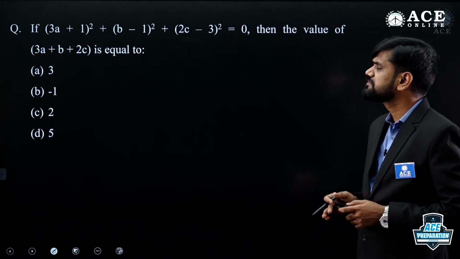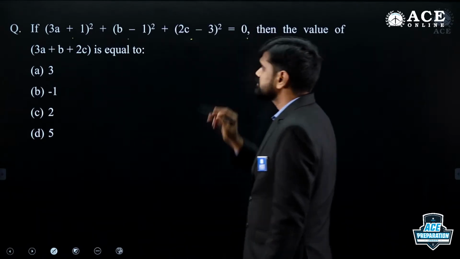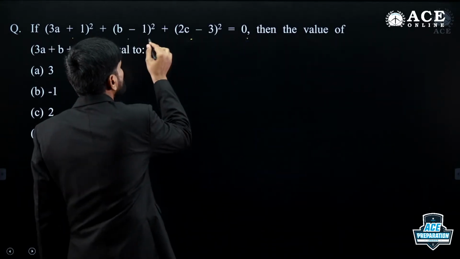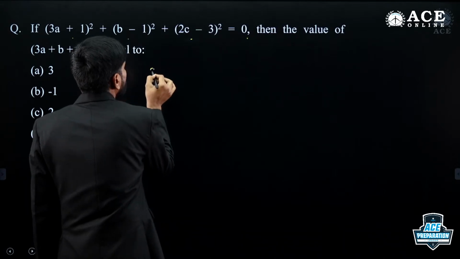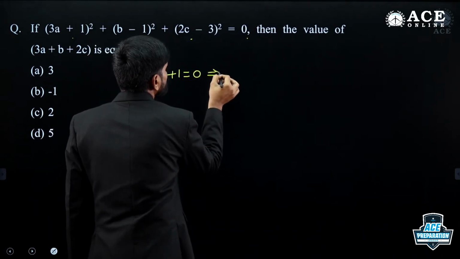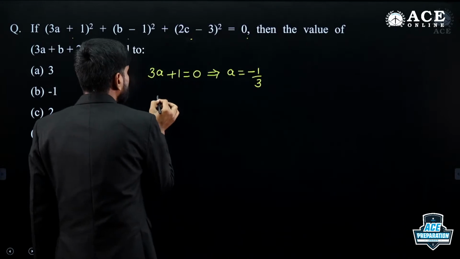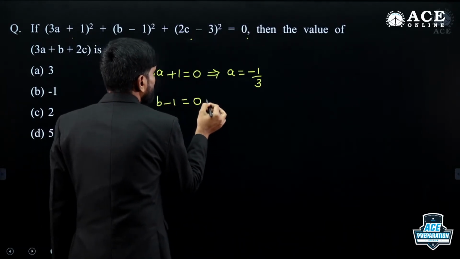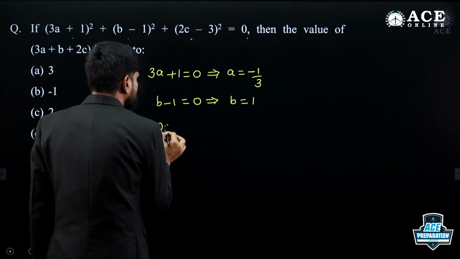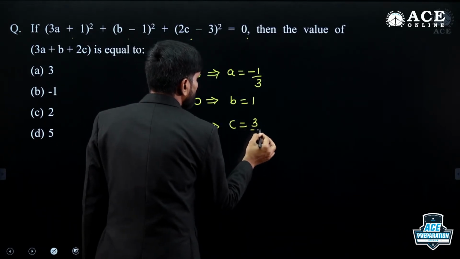Now tell me the answer for this. It is again given as equal to 0. So the sum of the squares of three numbers is given as 0. So each number must be equal to 0. If so, 3a plus 1 whole square, plus b minus 1 whole square, plus 2c minus 3 whole square is 0. If 3a plus 1 equals 0, that gives you a equal to how much? Minus 1 by 3. Similarly, b minus 1 equals 0, that gives you b equal to 1. And 2c minus 3 equals 0, from this I can say that c equals 3 by 2.